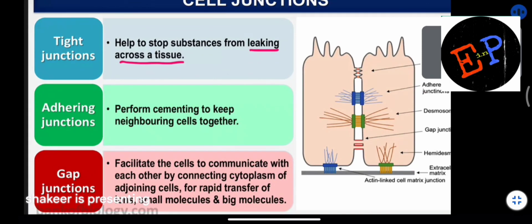So adhering junctions. What is the function of adhering junctions? They perform cementing to keep neighboring cells together. One cell should be present beside another cell, so these cells are cemented. Cemented means they are joined with each other so that cells are present side by side. That is how structure and shape are maintained because of adhering junctions. Who maintains the shape of an organism or the human body? These junctions are responsible. Adhering junctions. Are you able to understand?